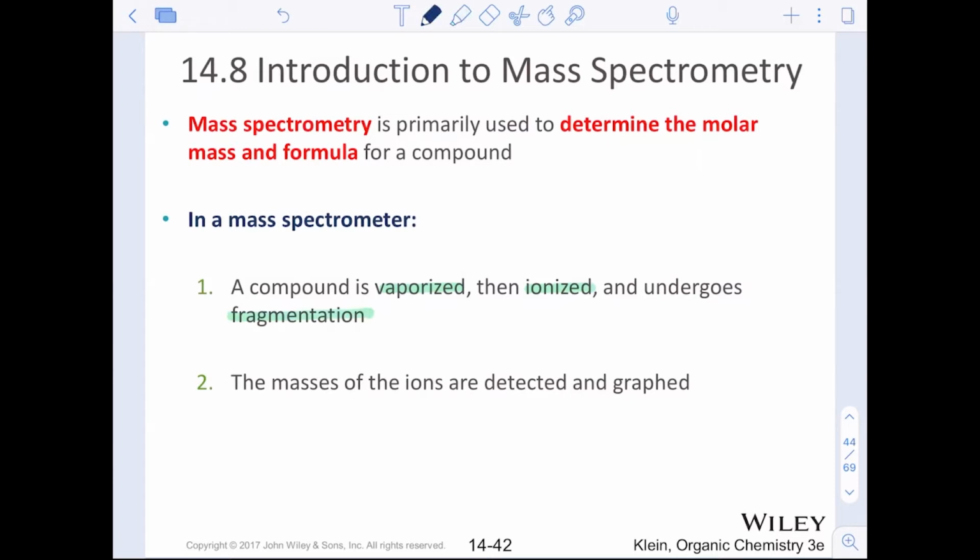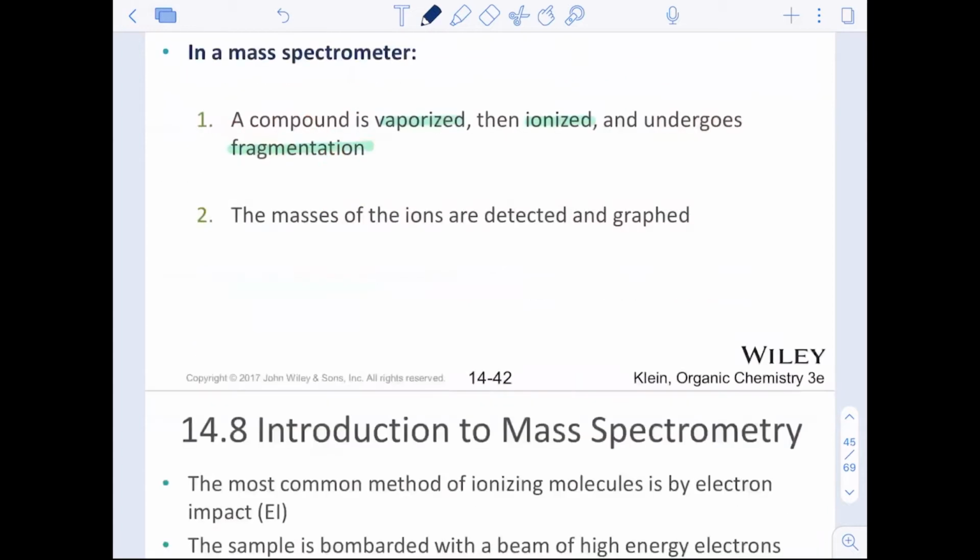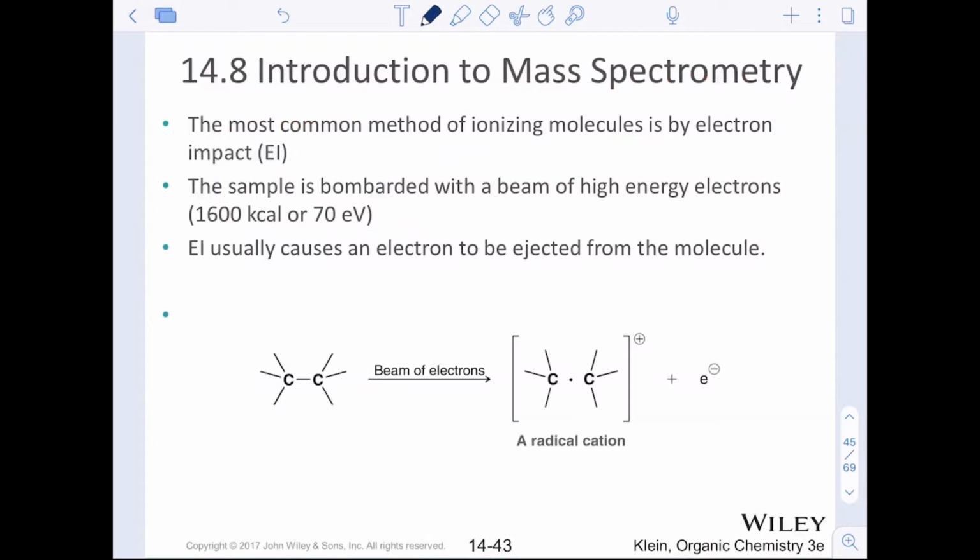Masses of the ions: when that compound fragments, it will be ionized, or parts of it will be ionized, and the ions are detected and graphed in the mass spec. So, the most common method of ionizing molecules is by electron impact, EI, mass spec. The sample is literally bombarded with a lot of electrons, and that usually causes an electron from our actual compound to be ejected from the molecule, right? So this guy goes whee off on a vacation to Walt Disney World.